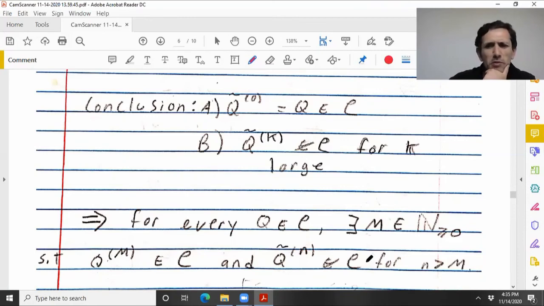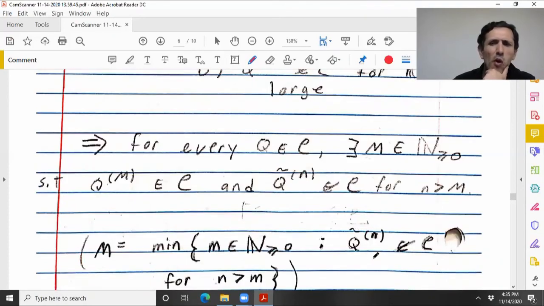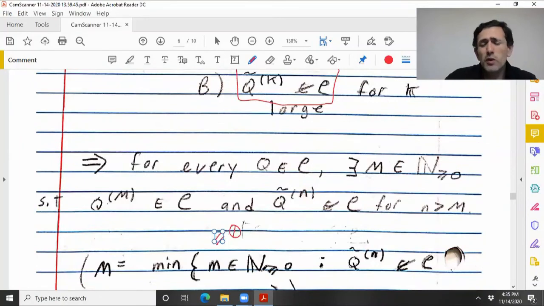And you might grumble and say, well, how do you prove this? We really didn't prove it. Well, there's not a whole lot to this. You just take the minimum of all these non-negative numbers. So this set of non-negative integers is not empty. We just proved that for large enough k, the kth generation parent is not in script C. So you can always take the minimum of a non-empty subset of non-negative integers. That minimum always exists.